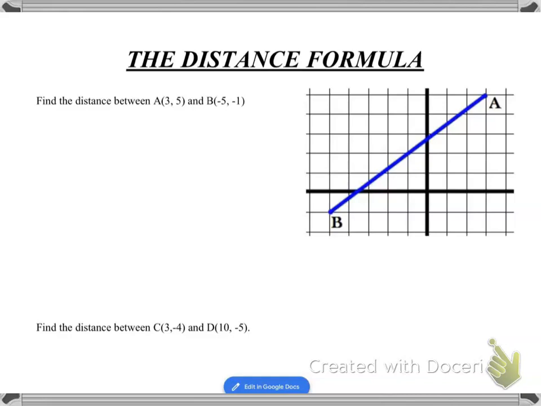All right, so the first one, we want to find the distance between point A at (3, 5) and point B at (-5, -1), and we're actually going to cheat a little bit on this one because we have it on a coordinate grid. So we can do something that makes it a little bit easier for us. We're going to take the grid line and use that to draw a right triangle.